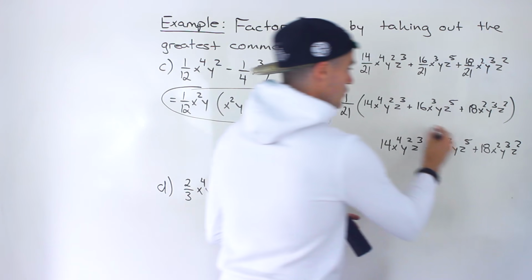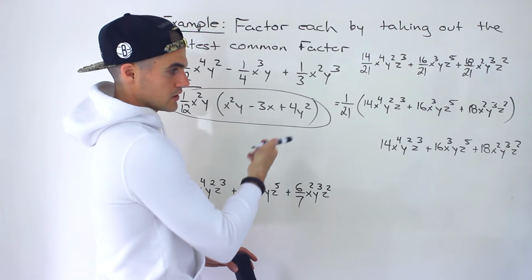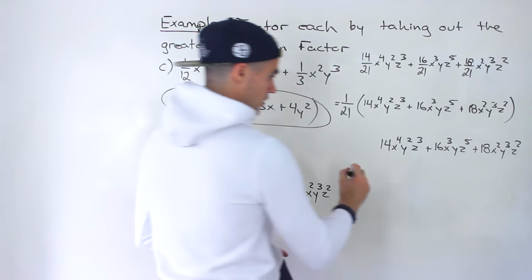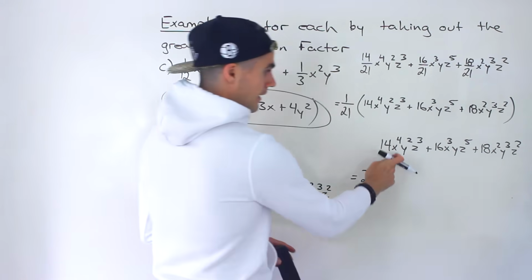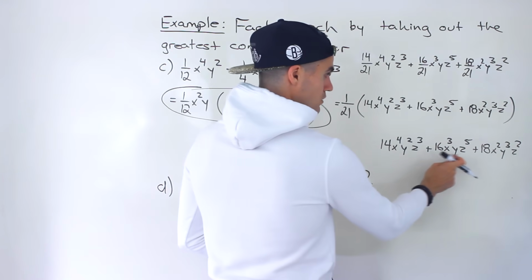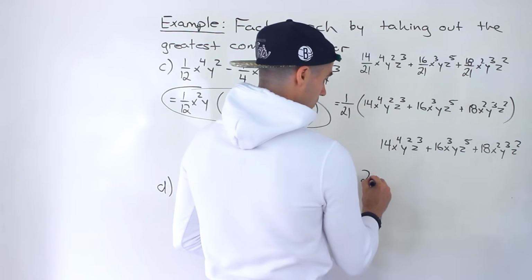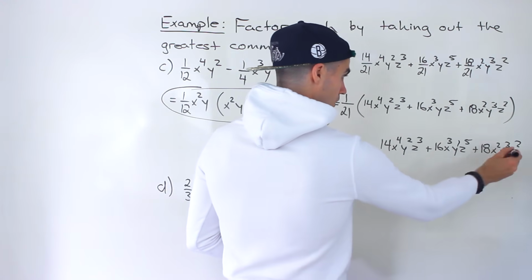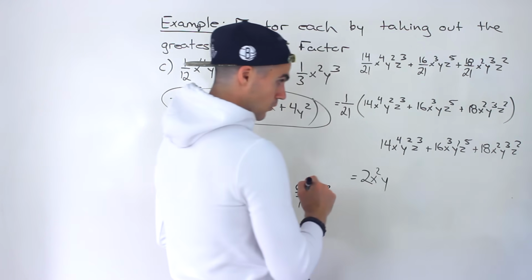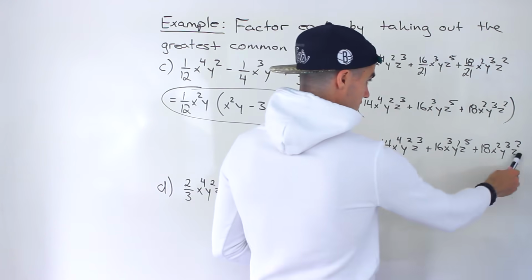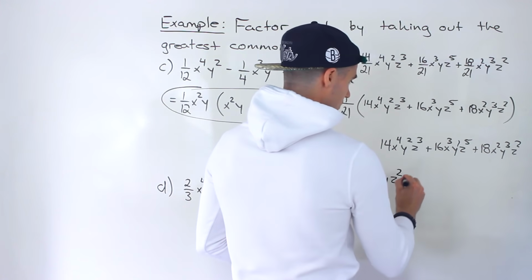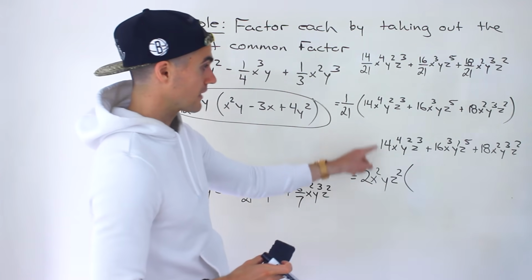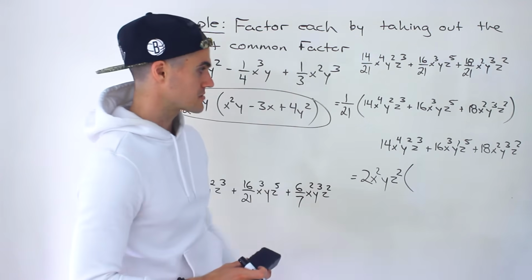Okay, so how would we factor this expression over here? Between 14, 16, 18, notice we could take out a 2. For x, so x to the 4, x to the 3, x to the 2, the lowest exponent is x to the 2. For y to the 2, y to the 1, y to the 3, the lowest exponent is y to the 1. For z to the 3, z to the 5, z to the 2, z to the 2 is the lowest exponent. So that ends up being the greatest common factor that we could take out of that expression.